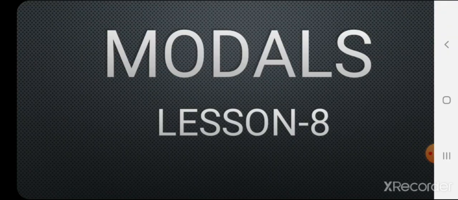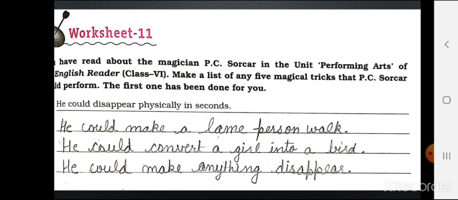Dear students, today we will discuss the next half of chapter number 8, Models, which I hope all of you have completed worksheet 1 to 10. Now students, let's move on to worksheet number 11.